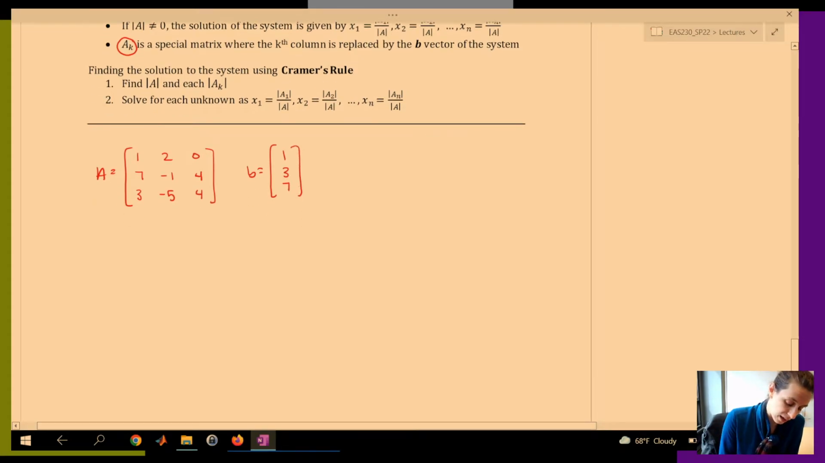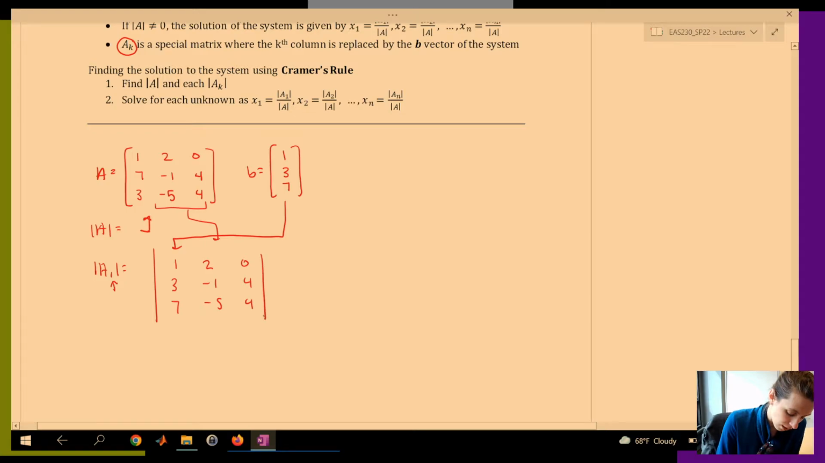Then the determinant of A, I can go ahead and find that determinant here using the methods I talked about in the previous videos. Determinant of A1 is going to be taking A and replacing this column here with B. So this is A1, which means I'm going to go ahead and slot B into the first column. And then the remaining two columns of A fill in. And I would find the determinant of that matrix.